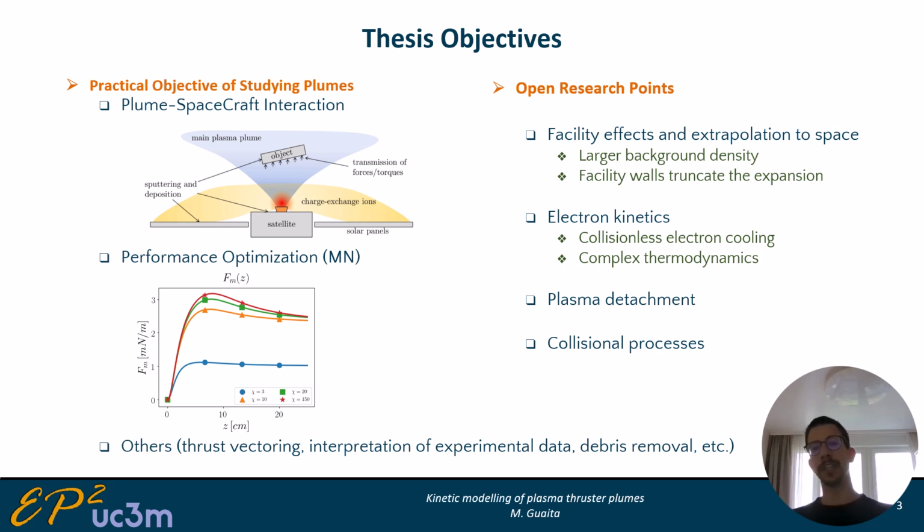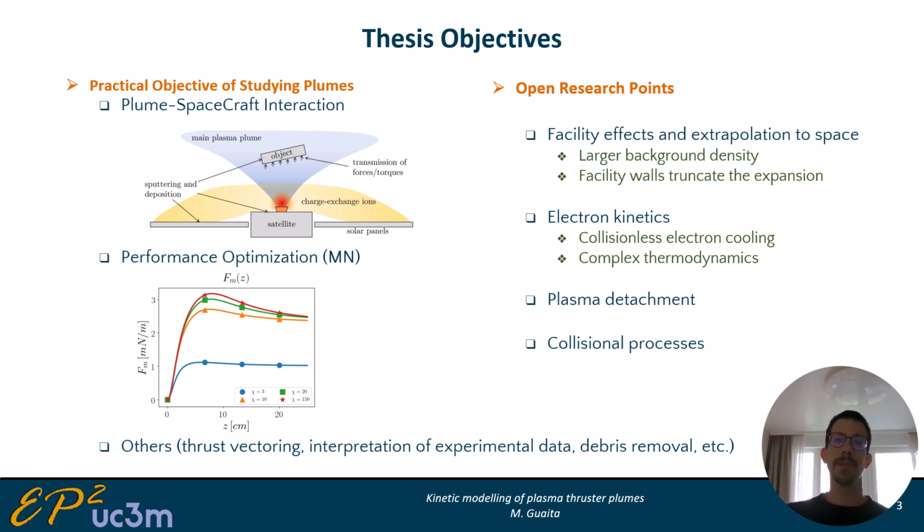the interpretation of the experimental data, which is typically measured in the plumes of thrusters, because taking measurements in the sources is particularly complex, and then the idea that plasma plumes may also be employed for debris removal in space, and many other concepts.